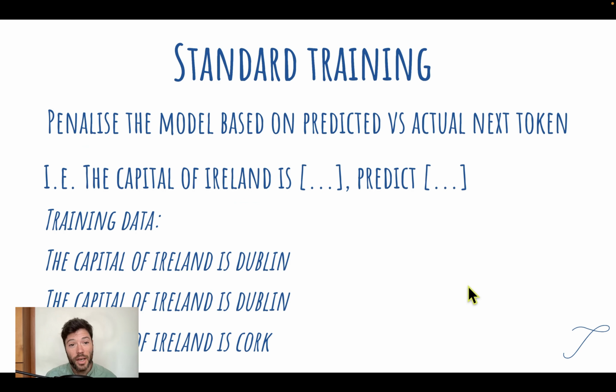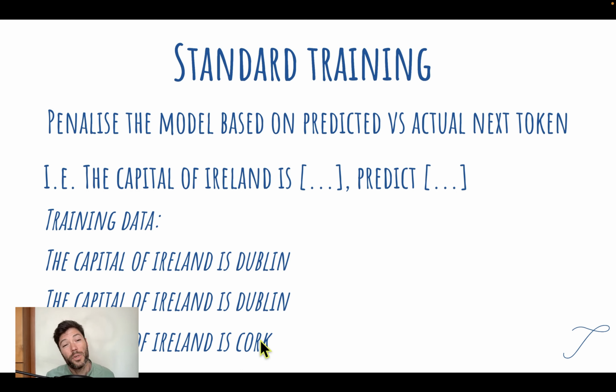Let's start off with a description, very high level, of how standard training works. Standard language model training involves penalizing the model based on what it predicts for the next token versus the actual next token. For example, if you feed in a phrase that says the capital of Ireland is, and you ask the model to predict the next token. If the model predicts Dublin, then you wouldn't penalize it because that answer is the next token here in this sentence. But if it says something like Cork, then you would penalize the model and backpropagate through.